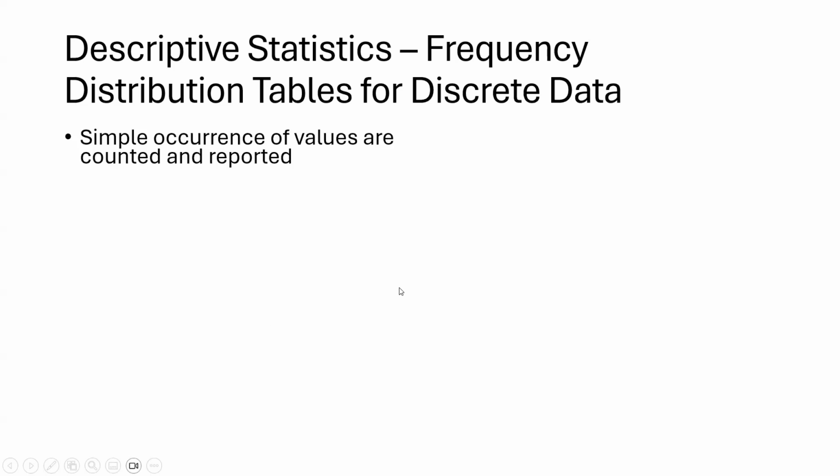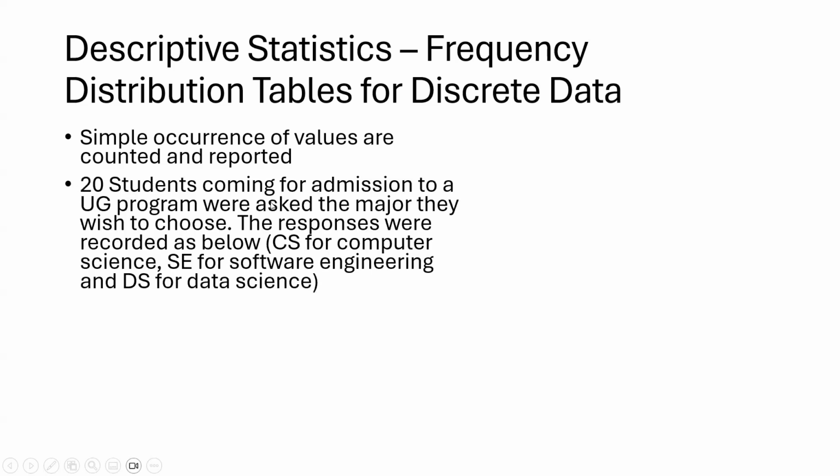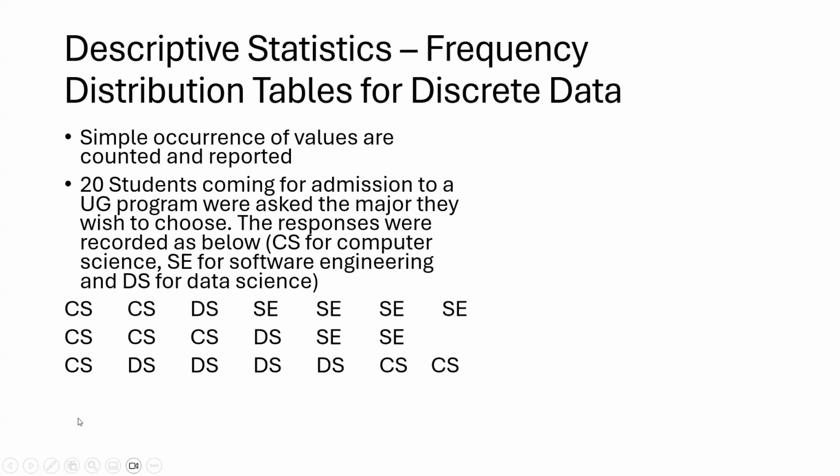Now let's have a look at some examples. First, for the discrete data, in this case, we just have to count the number of values for each of the category. So this is an example here. If there are 20 students who came for admission to a UG program and there were 3 options from which they could choose for their majors, which could be CS for computer science, SE for software engineering, or DS for data science. And suppose their responses were these. These are the 20 responses, what every student was asked and what they said. So we can make the frequency distribution table for this very conveniently.